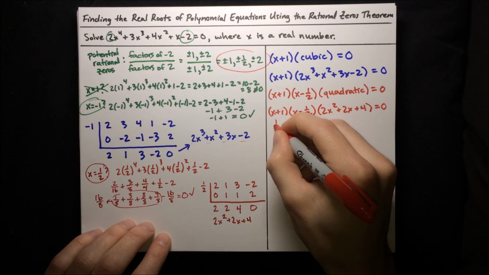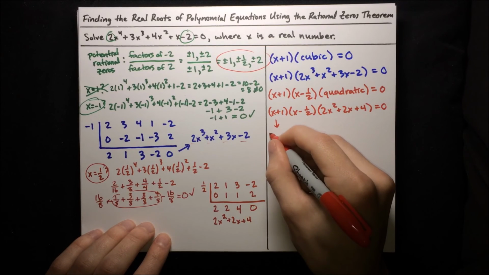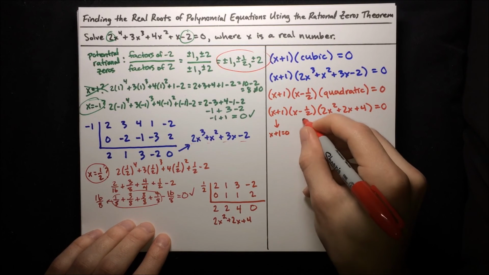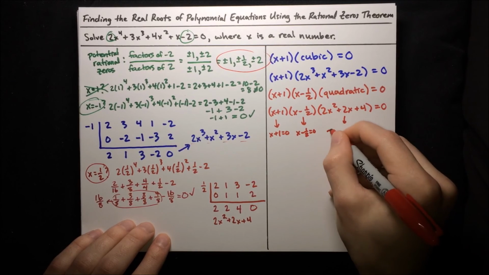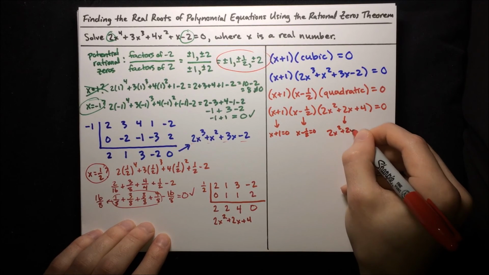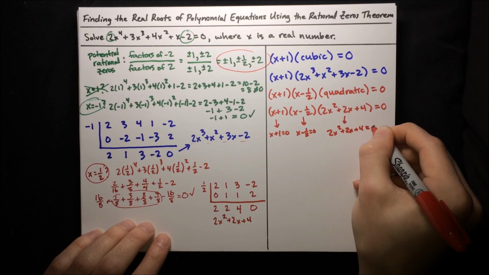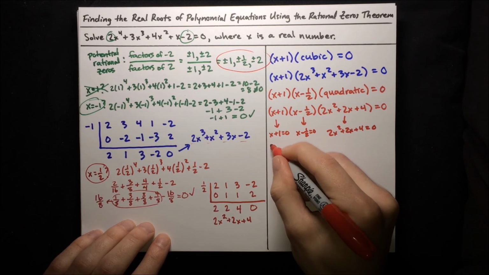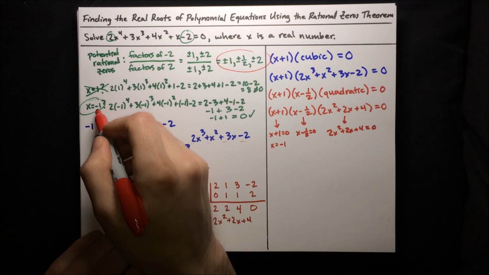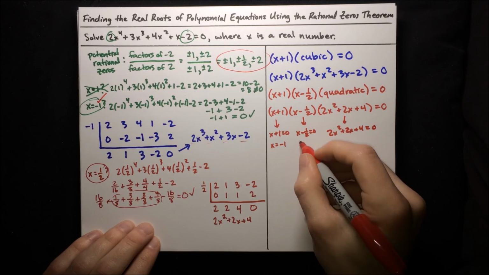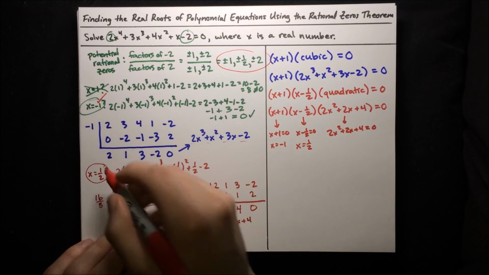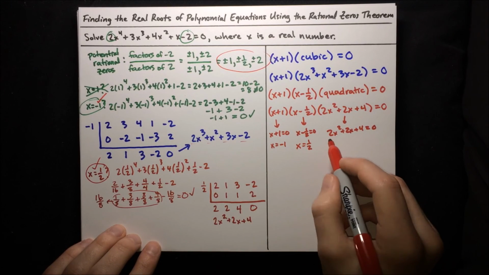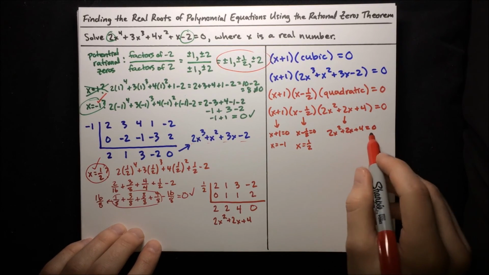So zero product property: set all these factors equal to 0. x plus 1 equals 0, x minus a half equals 0, and then 2x squared plus 2x plus 4 equals 0. So x plus 1 equals 0 just gives x equals negative 1, which is what we found right up here. x minus a half equals 0 just gives us x equals a half, which was the 0 that we already found over here. And then, ooh, this one.